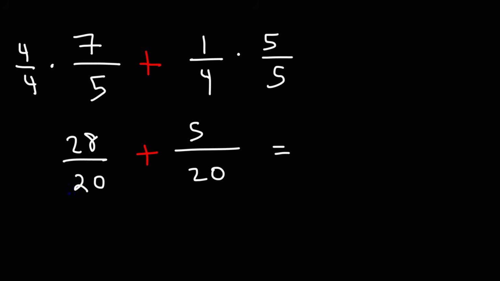So now that we have the same denominator, we can go ahead and add the numerators of the two fractions. So 28 plus 5 is 33. The final answer for this problem is 33 over 20.